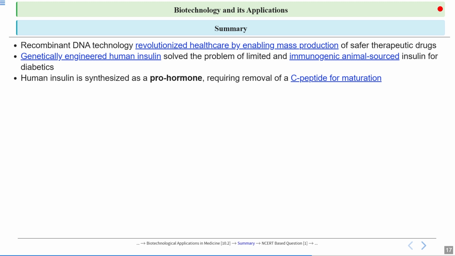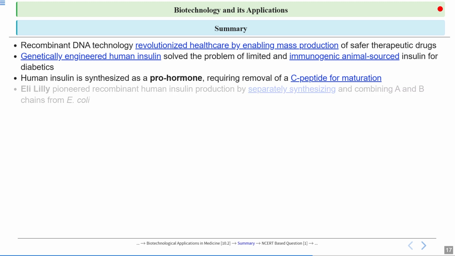Now human insulin is synthesized as a prohormone, requiring removal of a peptide for maturation, that we know. This human insulin is synthesized as a prohormone, in which there is a chain A, chain B, and a chain C peptide, and we need to remove this chain C for the maturation of insulin.